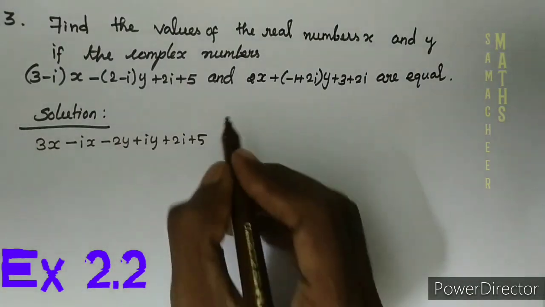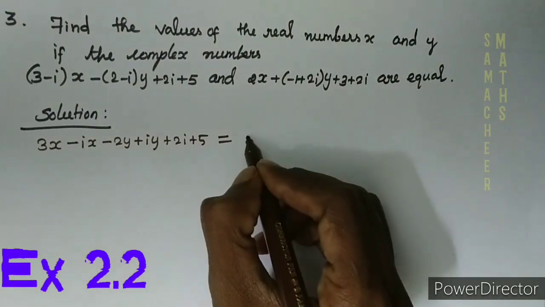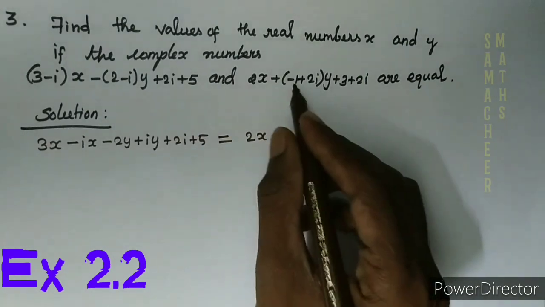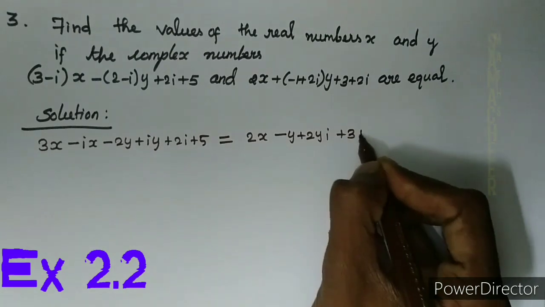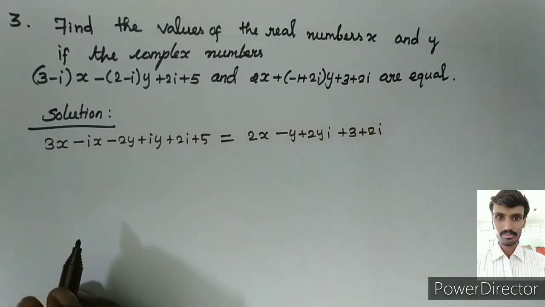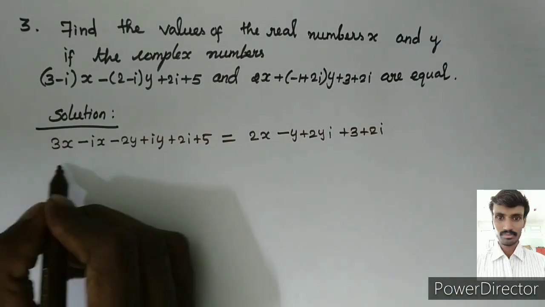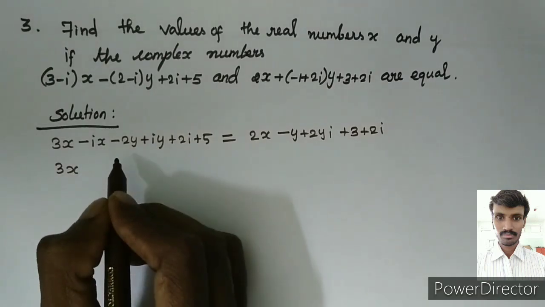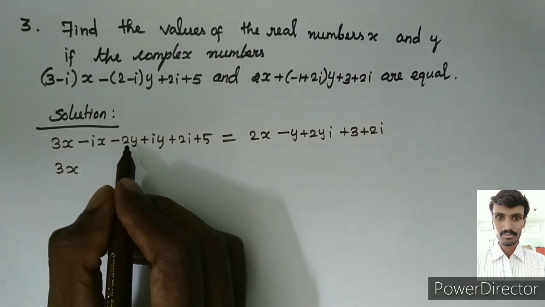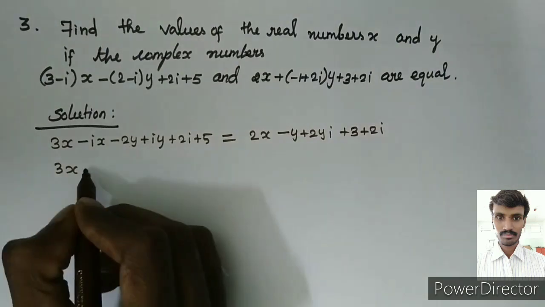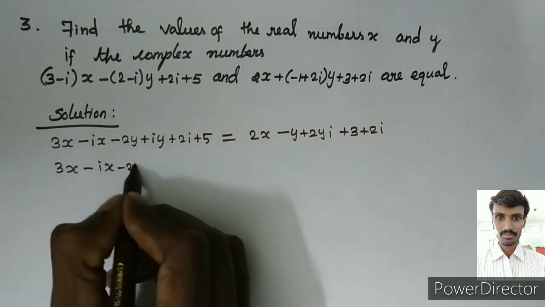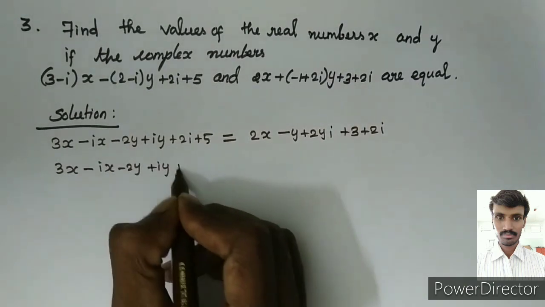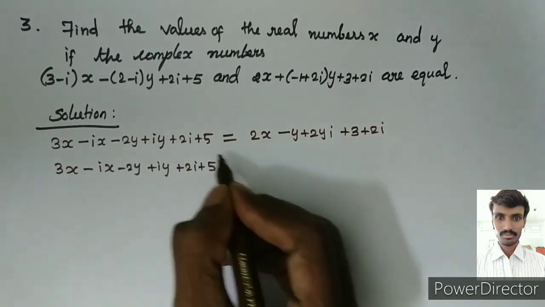Third problem: find the values of the real numbers x and y if the complex numbers are equal. The two complex numbers are (3 − i)x − (2 − i)y + 2i + 5, which is a single complex number, and the other one is 2x − y + 2yi + 3 + 2i. Now we want to equate the two numbers. First, on the left side we can write 3x − ix − 2y + iy + 2i + 5.